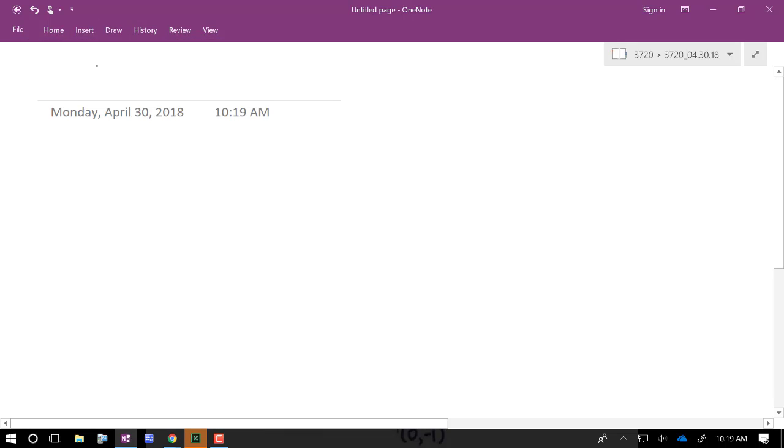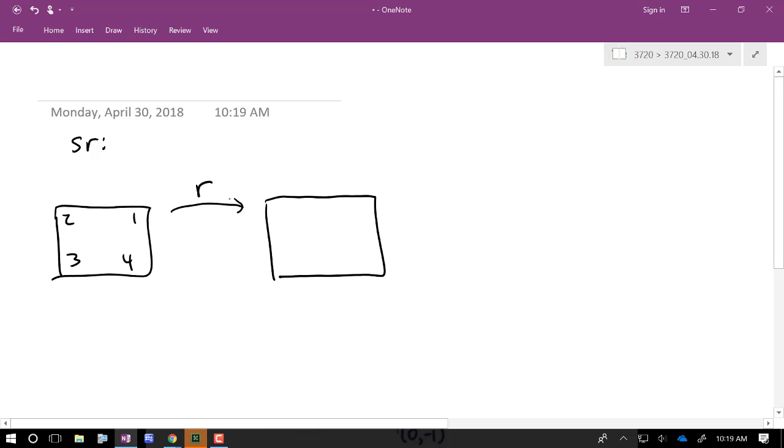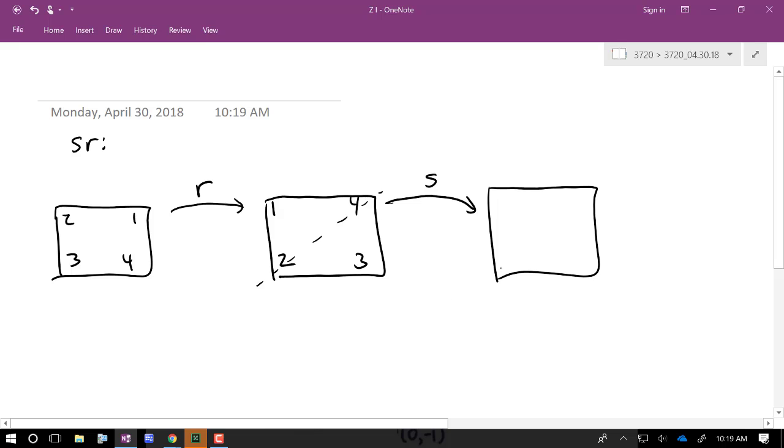So here's a square in the original position. 1, 2, 3, 4. We're first going to find our SR. So we're going to do the rotation first, and this is a rotation counterclockwise. So then this becomes 1, 2, 3, 4. And then we'll perform the flip. So I'm flipping it across this line, so the 2 and the 4 stay where they are, and then the 3 and the 1 switch. So this guy right here, this is the result of SR.